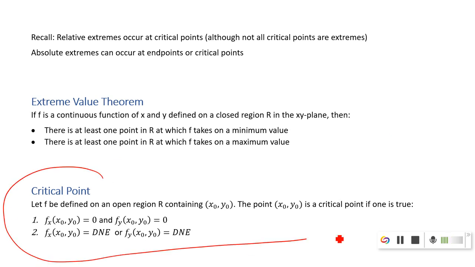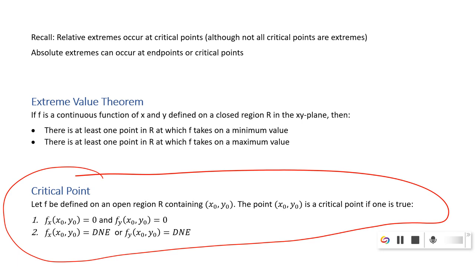And then I'm also going to define critical points for functions of two variables. So we're going to say a critical point is a point (x, y) such that either both partial derivatives, so f sub x and f sub y, equal 0, so both partial derivatives equal 0, or at least one of those partial derivatives could not exist or be undefined, and then we also say it's a critical point.